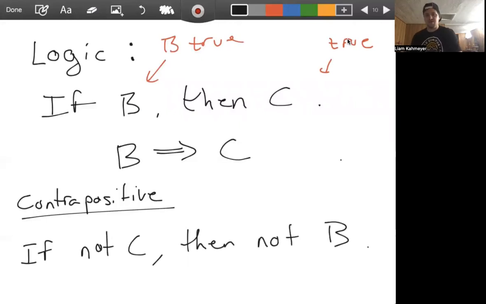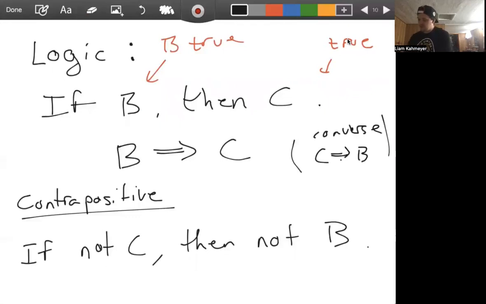So the contrapositive is still an if-then statement, but it's the contrapositive, not the converse. The converse would be to say that C implies B. So to show an if and only if, you have to show the implication and the converse. The contrapositive is different, and these get confused a lot.